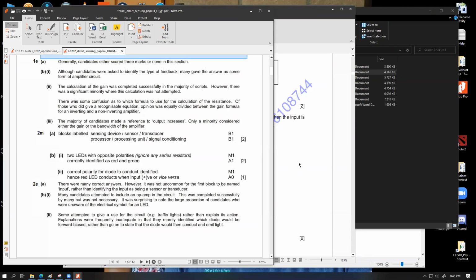But if, in some of the later questions, you see that this exact question has 3 marks in it, in those cases, the 3rd mark comes for the addition of the register. We might as well look over here. Some attempted to give a use for the circuit, for example traffic lights, rather than explain this action. Sorry, B1, my bad. Many candidates attempted to include an op-amp in the circuit. This was completed successfully by many, but was not necessary. Beautiful, exactly. It was surprising to note that a large proportion of candidates were unaware of the electrical symbol for an LED.